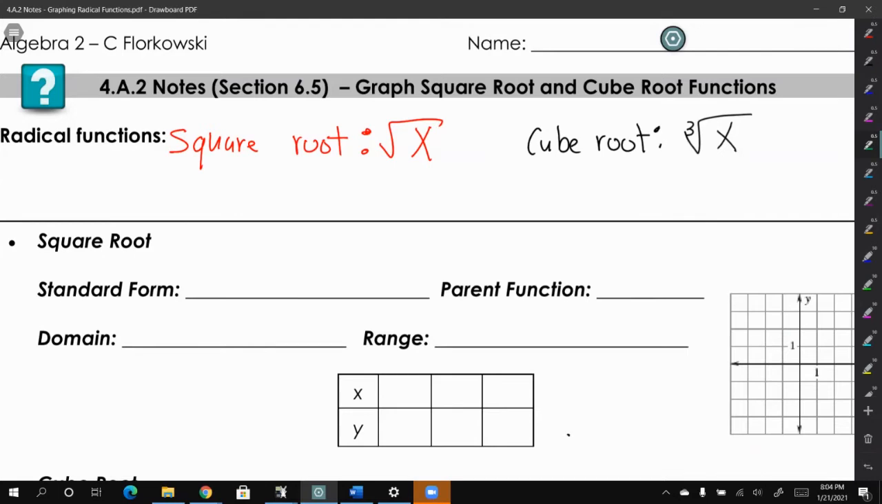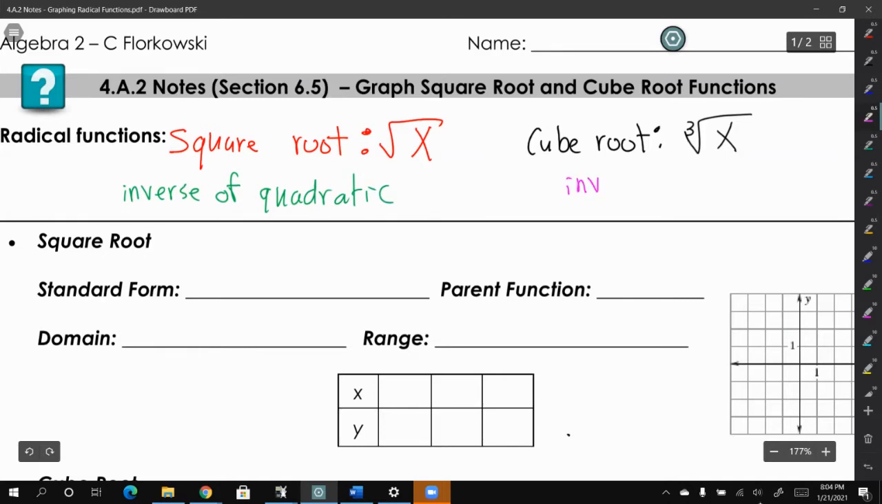Now, how these are related to inverses, think about it. When you solve a quadratic function that has a second power, you take the square root of both sides. You're undoing the square. And remember, we talked about how inverses are undoing something. So you have a second power or a squared term, you take the square root to undo it. So it's the inverse of a quadratic. And the cube root is the inverse of a cubic function or a function raised to the third power.